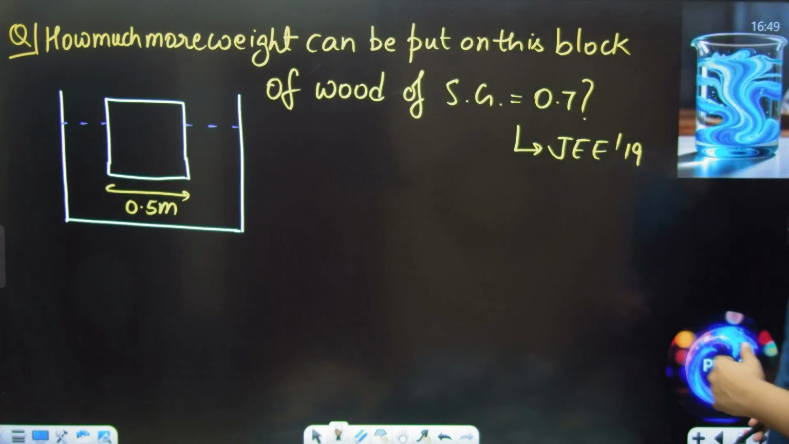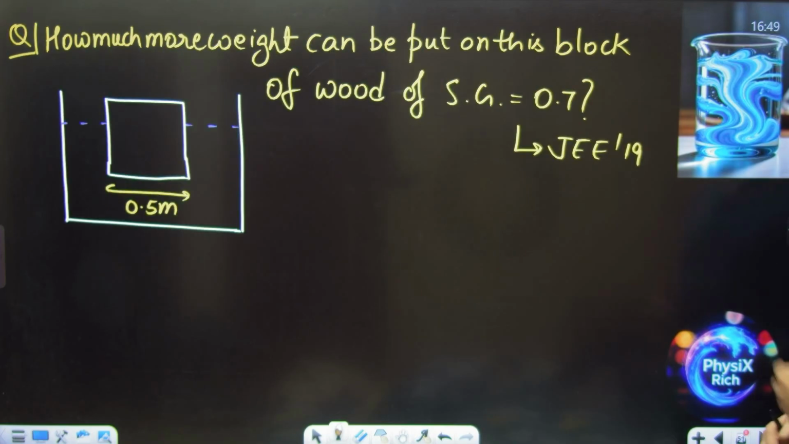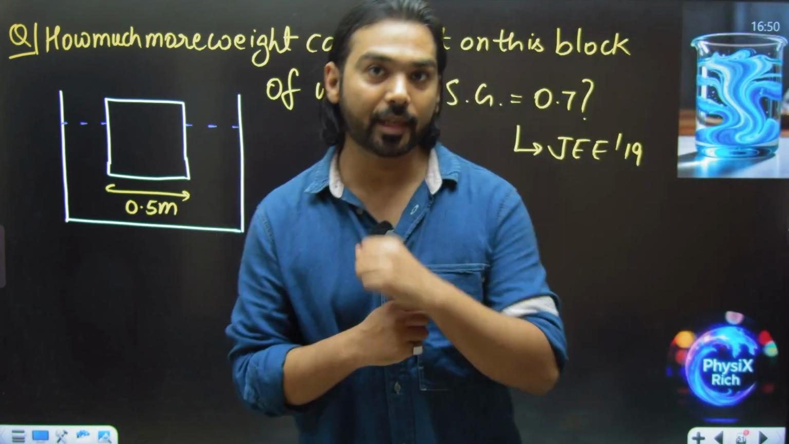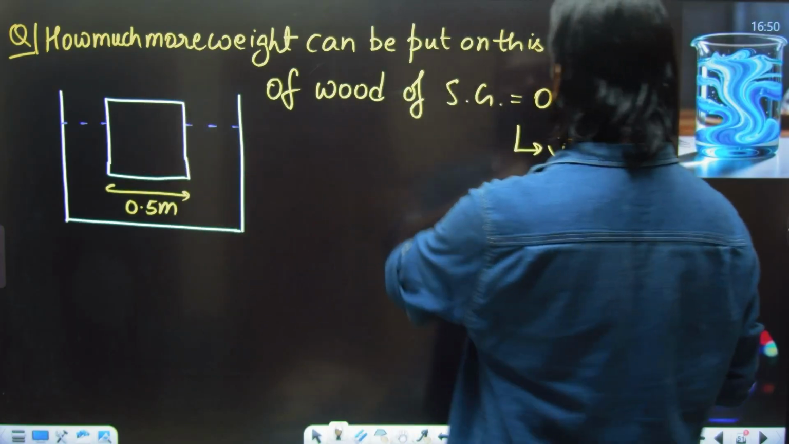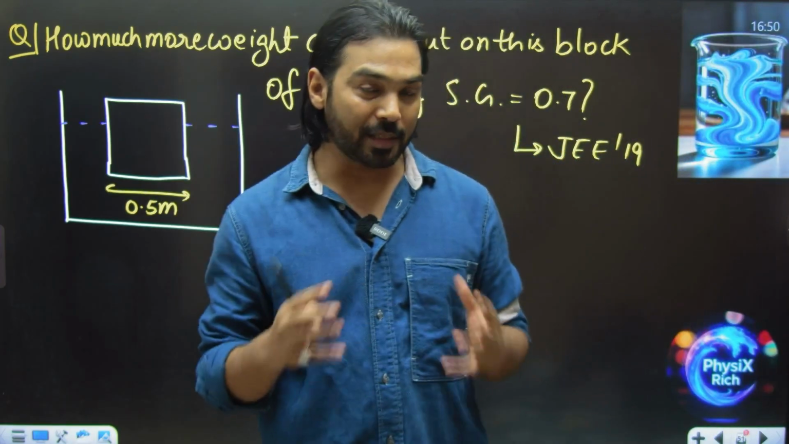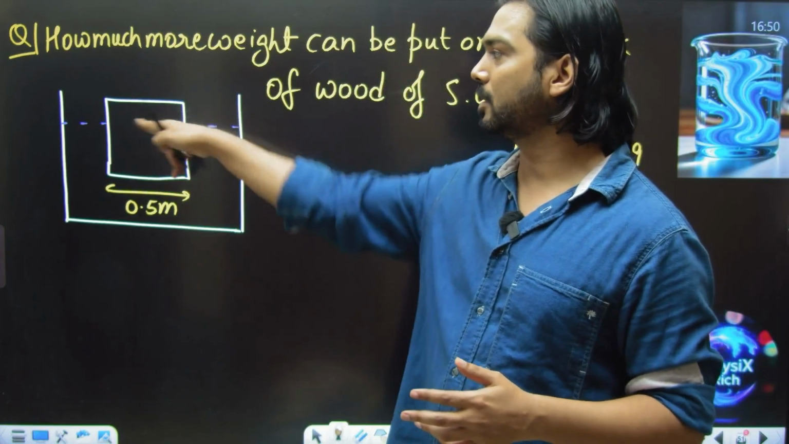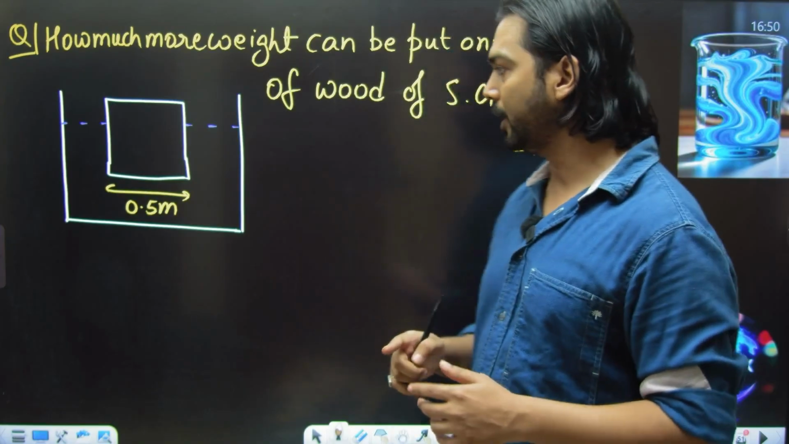If you want to take a look at this once again, if you want to copy it down, you can pause the video and then do it. And then we can move on to this question. Now this question is very interesting, guys. He's asking how much weight can I put on this block of wood which has a specific gravity of 0.7. So remember one thing, guys, that if there's a specific gravity of 0.7, then 30% of this must be floating outside.